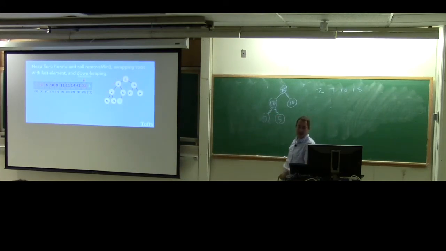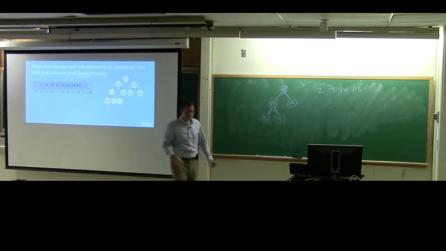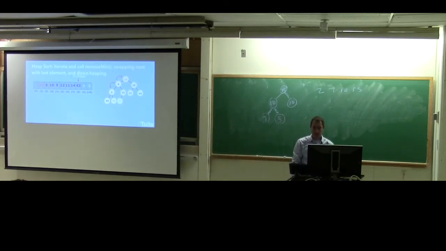OK? Then we take the next min, which is 5, right? And we replace that with the min. We swap those two again. And we bubble the 22 down. It means the 22 is going to go this way, then this way, right? Like that.